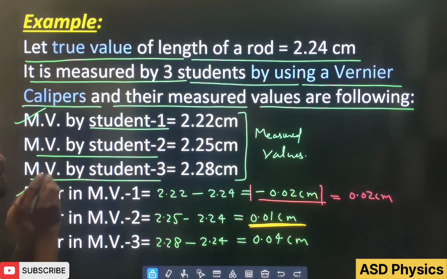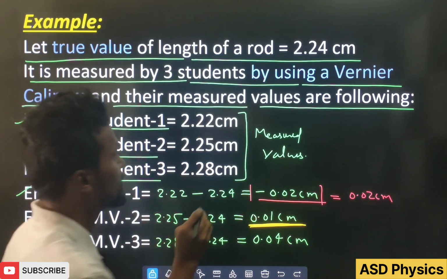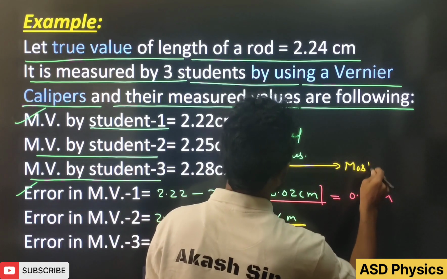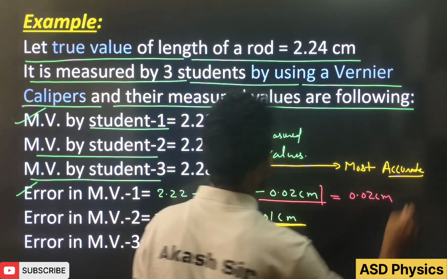So if we talk about which one is the most accurate reading, we can tell that this value is the most accurate, or we can say higher accuracy is there.